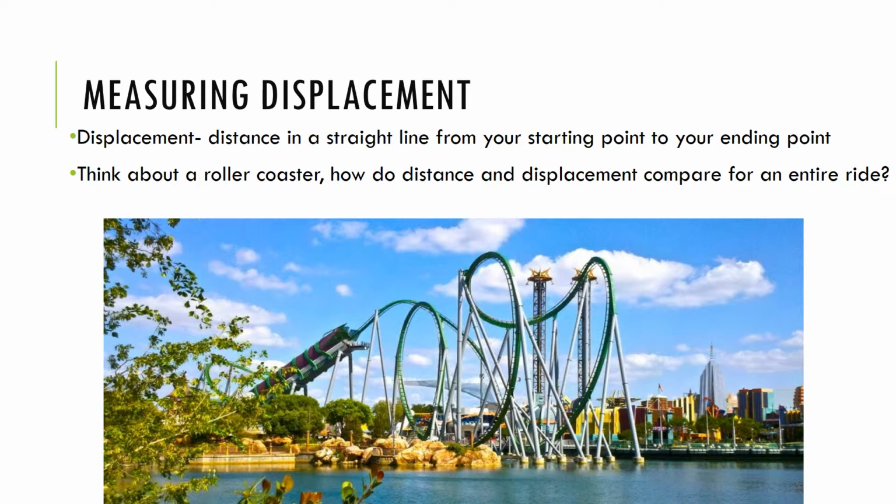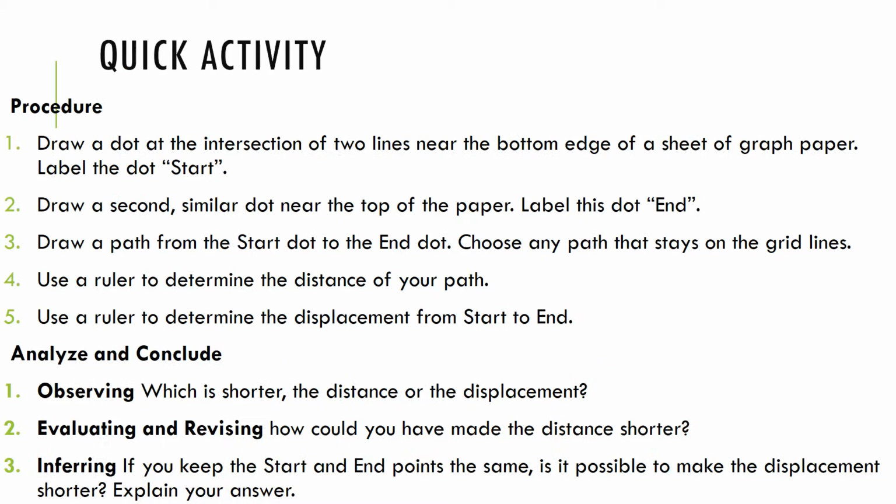The next term that you should write down is displacement, and you should already have this. Displacement is a little bit different because displacement is the distance in a straight line from your starting point to your ending point. So if you take a roller coaster, for instance, especially one where you come back to where you got on the roller coaster, you will travel a distance for sure, but your displacement is going to be zero because you came back to where you started. So distance and displacement are a little bit different, and we'll talk more about that in a second.